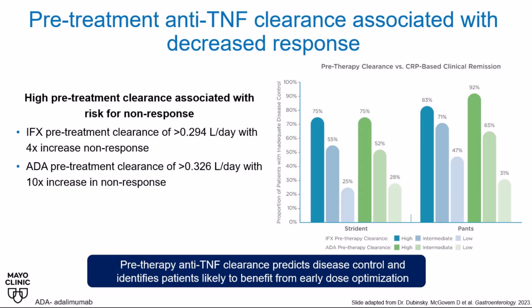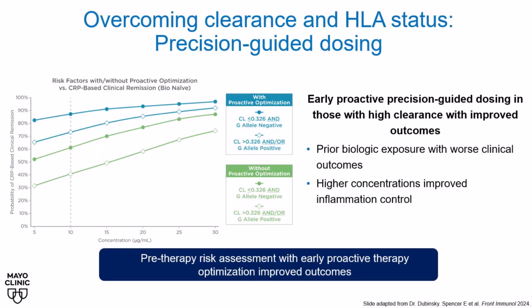This is work out of Mount Sinai from Dr. Marla Dubinsky and Lizzie Spencer. This was a follow-up: if you have HLA status and you have high clearance, what are ways that we can overcome that? I can't change your HLA status and I can't change how fast you clear drug, but are there things that we can do? So, A, knowing that is really, really important, but proactive precision-guided dosing in those patients that are at risk for loss of response can overcome it. If we're proactive about our monitoring and proactive about our drug optimization, these patients that are at the highest risk for lack of response or loss of response over time, we may actually be able to overcome that.